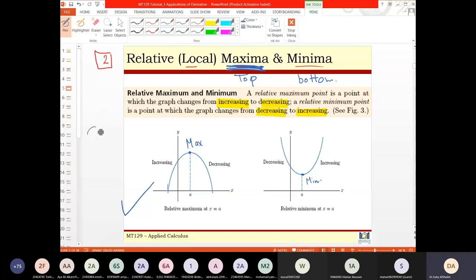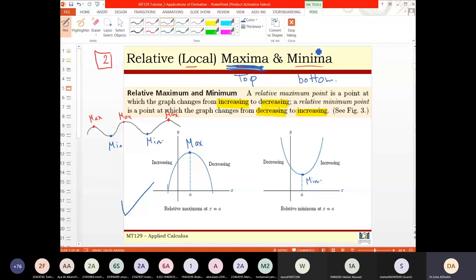Why? Because I may have a function that looks like this, for example. This point is a max. It's a top. It's a relative maximum. Relative maximum means within the neighborhood of the point. It's a maximum. And this one here again is a maximum. And this point here is again showing a maximum. This point, for example, is giving me a minimum. This point as well is giving me a minimum. So we call it a local maximum or minimum point, or a relative maximum or minimum point.